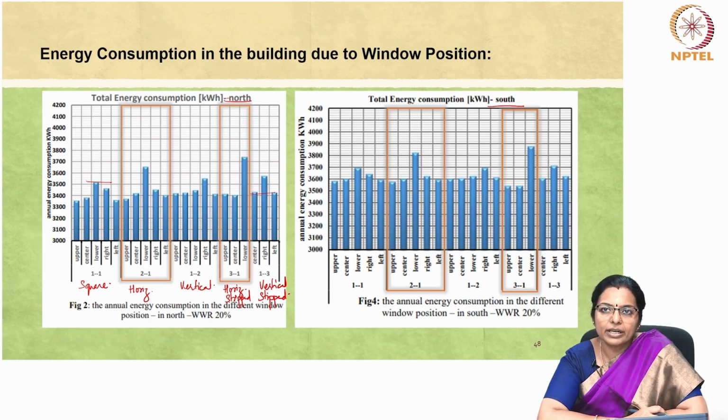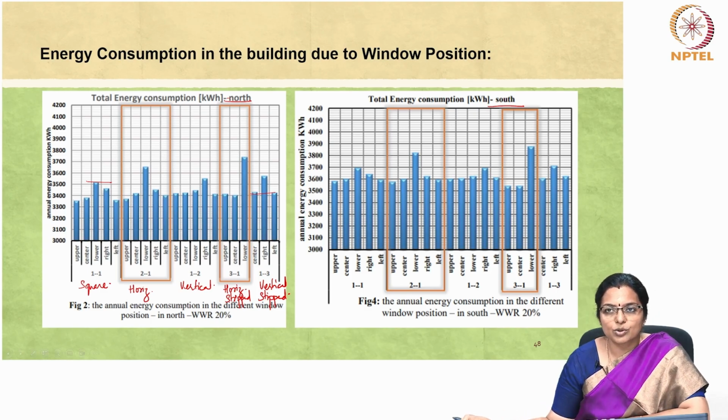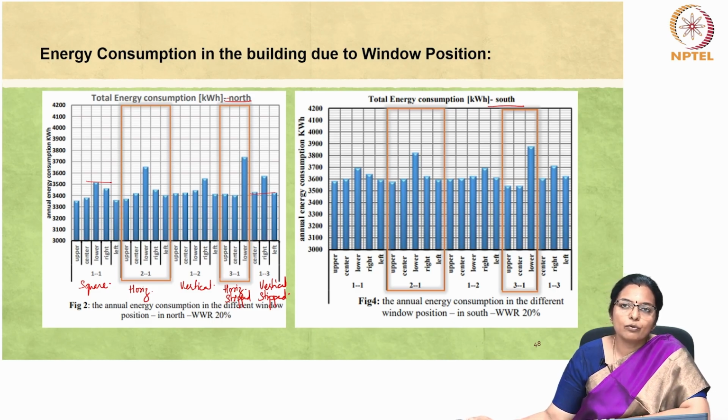Notably, placing the window at the bottom of the wall results in increased energy consumption compared to the 1:1 square window configuration, but it is less than the 2:1 window. Conversely, the highest energy consumption is observed when a rectangular 3:1 window is used, totaling 3750 kilowatt hours annually, marking an increase of approximately 400 kilowatt hours from the lowest value in this orientation.